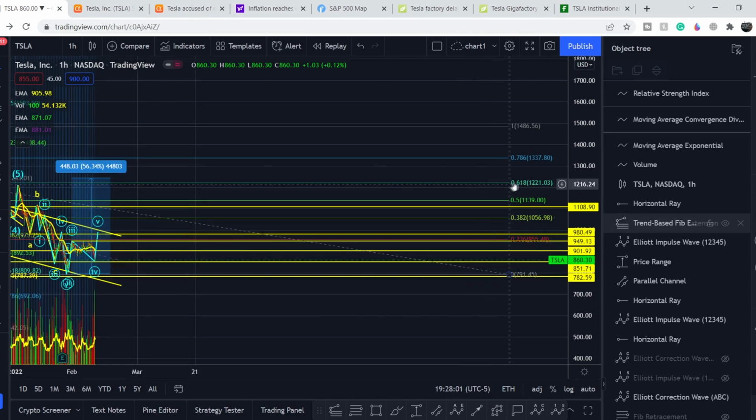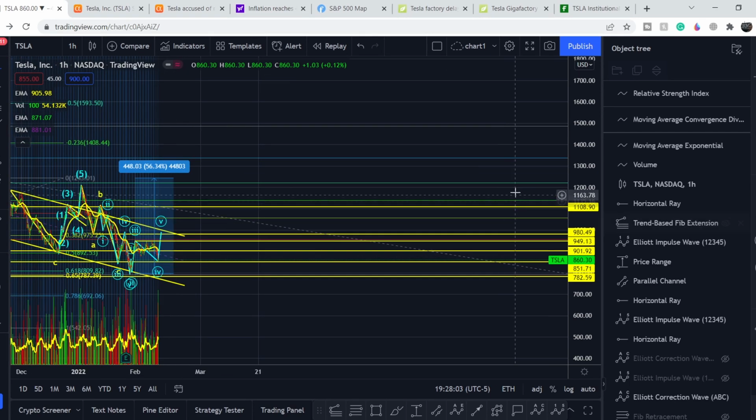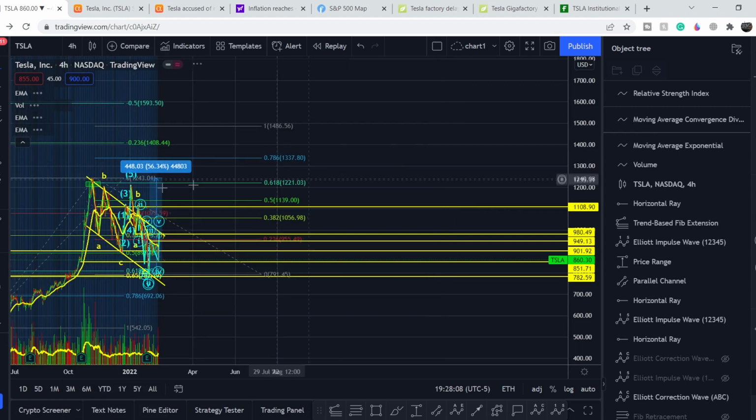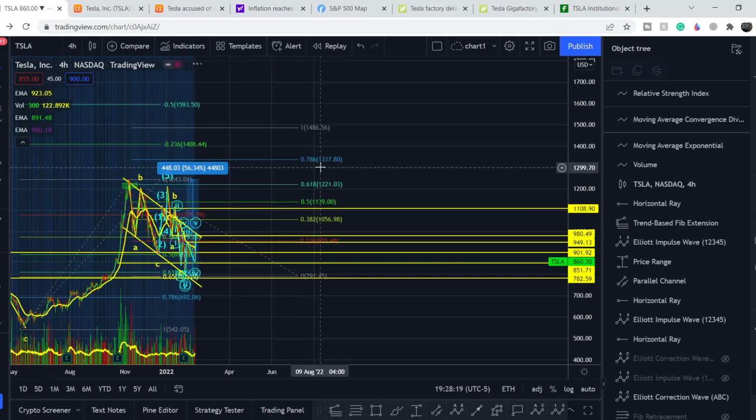And it is the previous all-time high at the price point of, let me switch to the 4 hours time frame, $1,240, and it is the confluence with our 0.618 Fibonacci extension range. Next one is $1,337. Next one, $1,486, and this range is near the psychological number of $1,500.